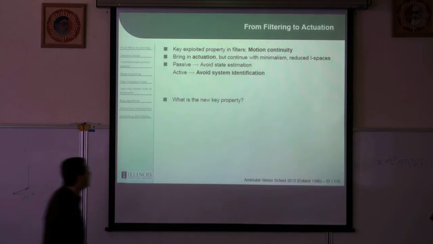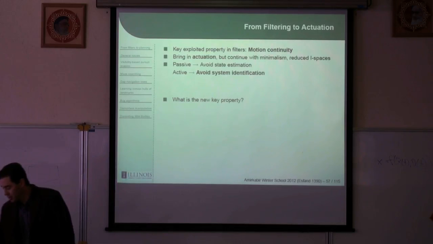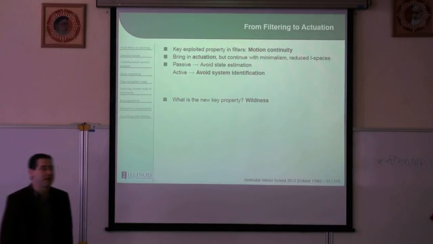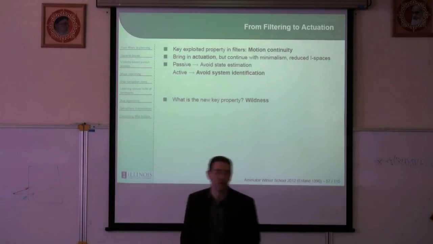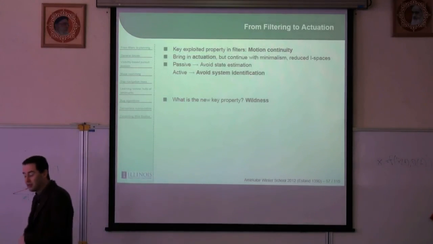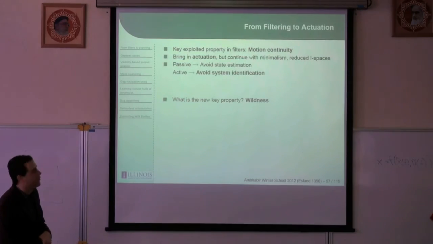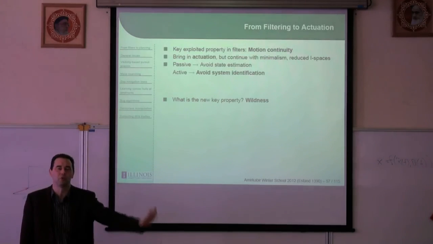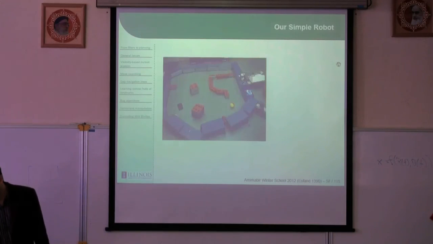An interesting one, though. And what is the key new property? Well, I'm going to call it wildness. That's the thing I'm looking for. That I feel like is as fascinating as motion continuity was for making these combinatorial problems of pursuit evasion and other things like that. I feel like wildness is a nice property that's going to let me get away with using very simple filters, and it's going to let me avoid system identification. So I'm going to avoid a lot of the things that control theorists want to do too, like state feedback and stabilization and stuff like that.